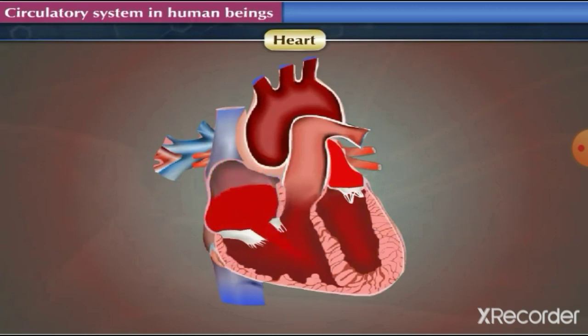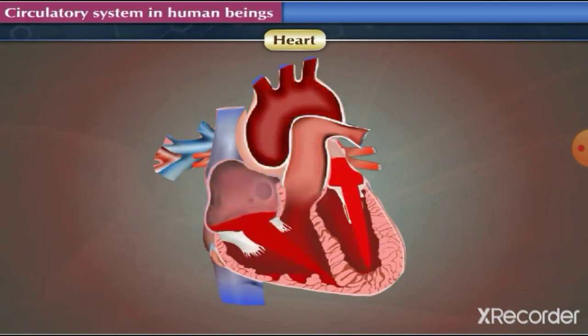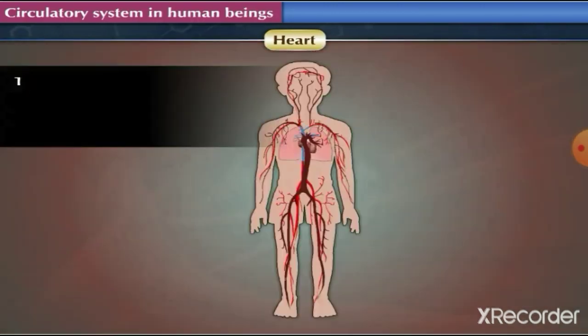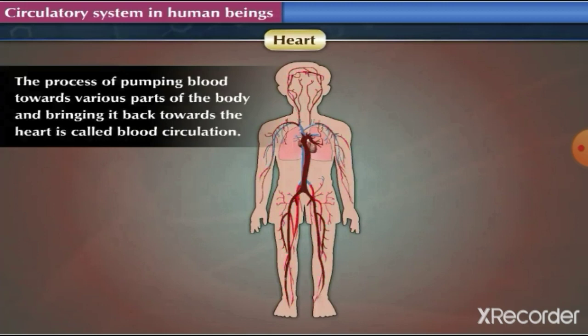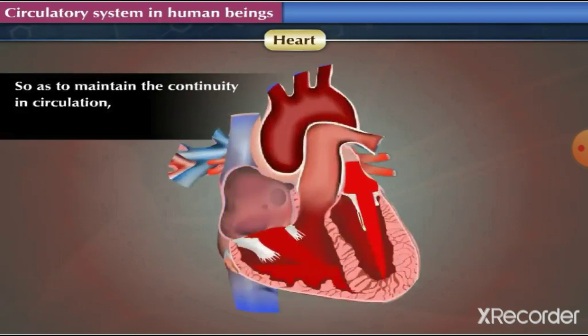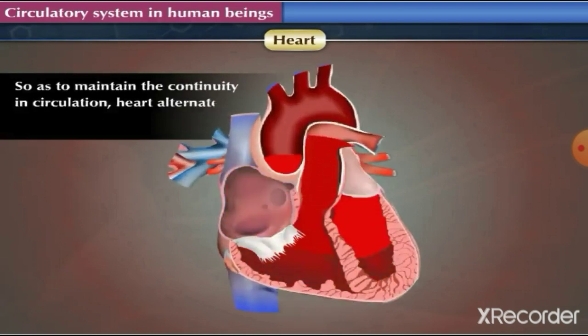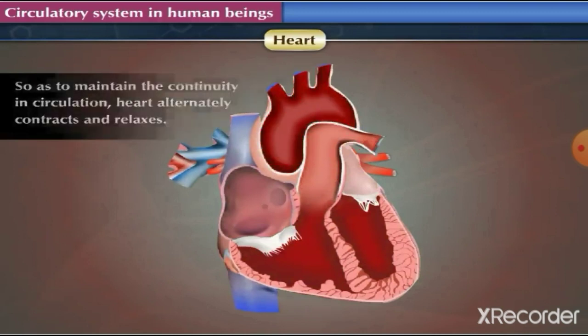We all know that heart is called the blood pumping organ. Come, let us study about circulation of blood that occurs inside the heart. The process of pumping blood towards various parts of the body and bringing it back towards the heart is called blood circulation. So as to maintain the continuity in circulation, heart alternately contracts and relaxes.